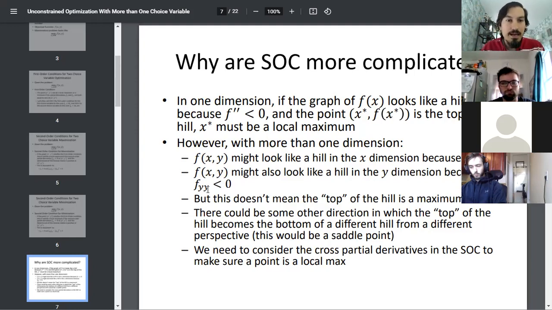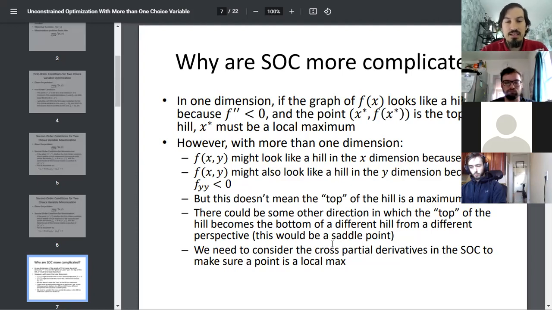That means this has to be a maximum point. No. Even then, it doesn't mean the top of the hill is the maximum. What? Mind blown? The reason is there could be some other direction in which the top of the hill becomes the bottom of a different hill from a different perspective. That's what we might call a saddle point.